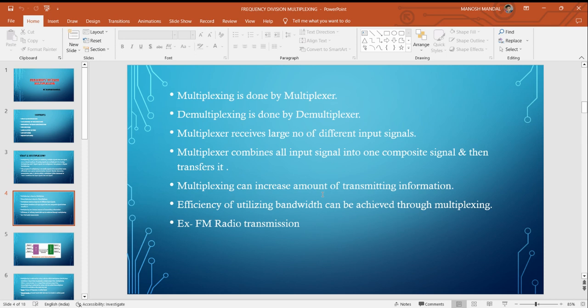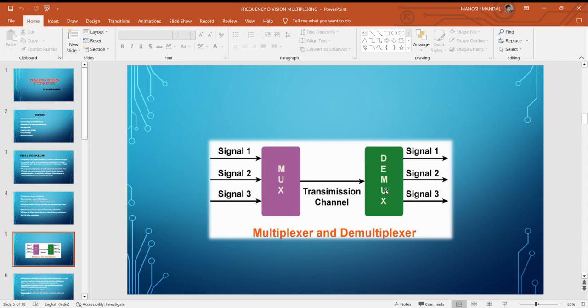Multiplexing is done by a multiplexer. Demultiplexing is done by a demultiplexer. The multiplexer receives a large number of different input signals, combines all the input signals into one composite signal, then transfers it. Multiplexing can increase the amount of information transmitted efficiently. Efficient utilization of bandwidth can be achieved through multiplexing. Example: radio transmission multiplexing.